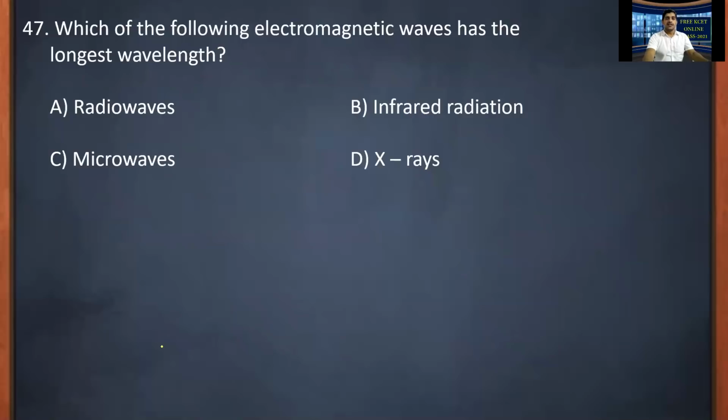All right. Which of the following electromagnetic waves has the longest wavelength? You know the photon which has the highest energy is X-ray. Next comes the infrared, next the microwave, and next the radio waves, energy wise. So when the energy is least, wavelength will be the longest. Out of these options, it will be the radio waves.